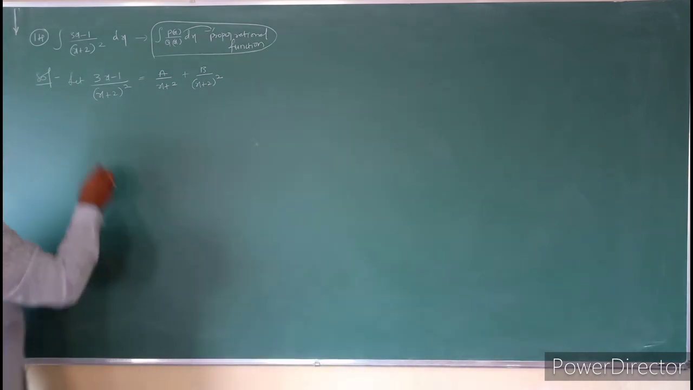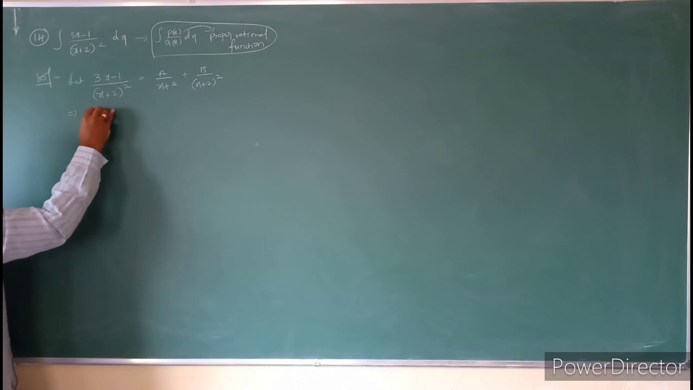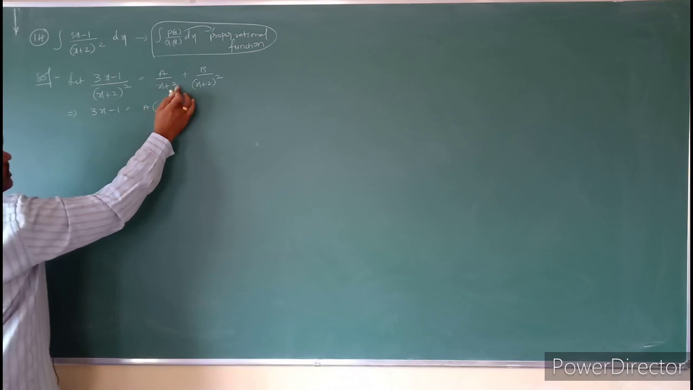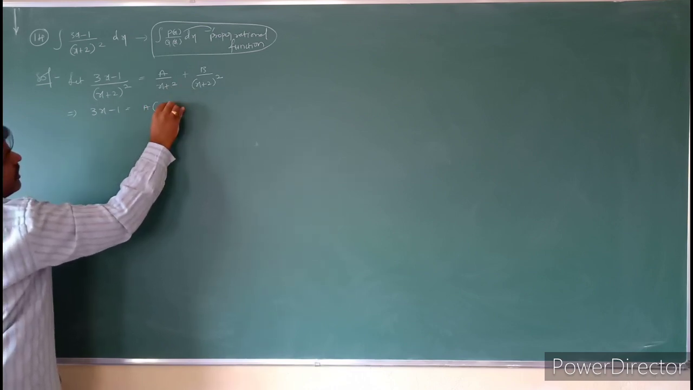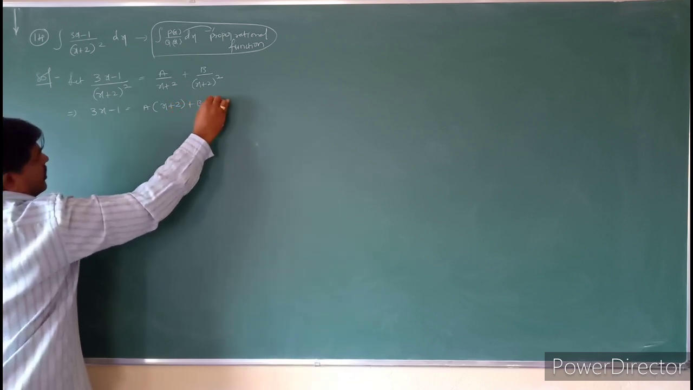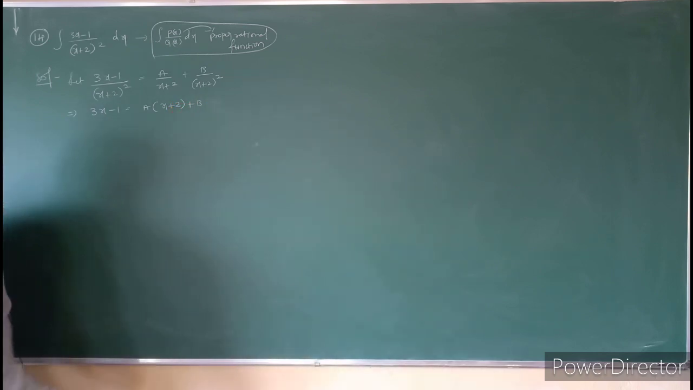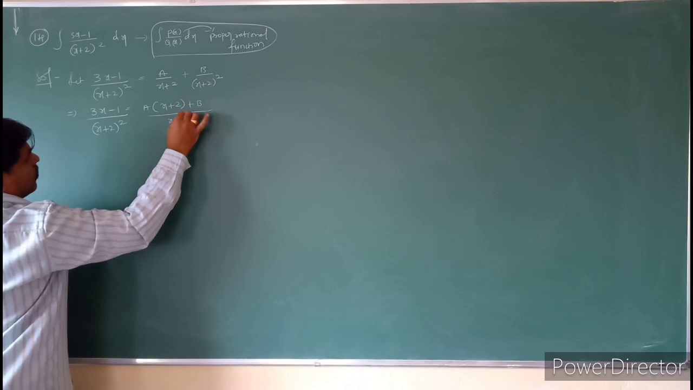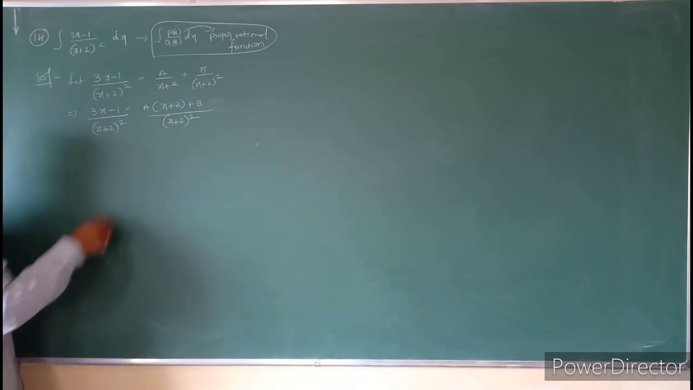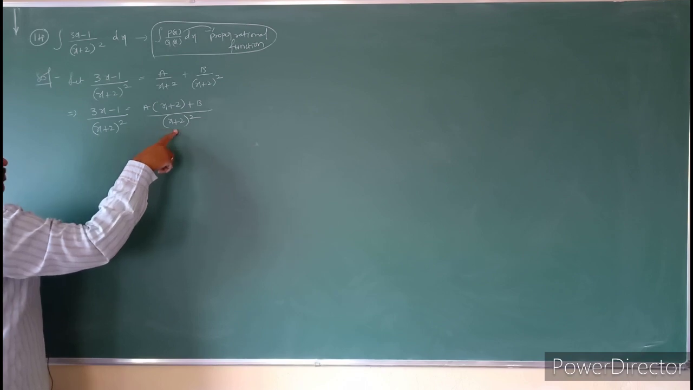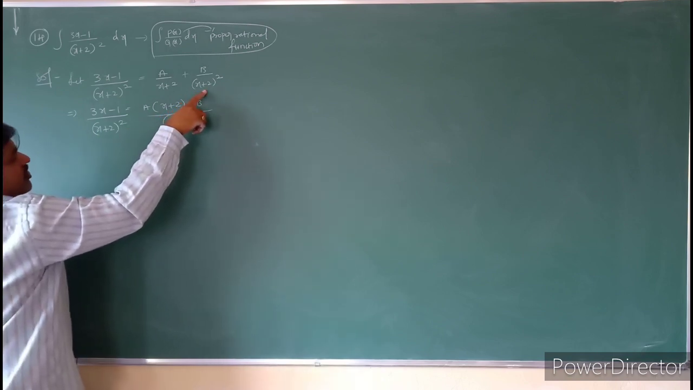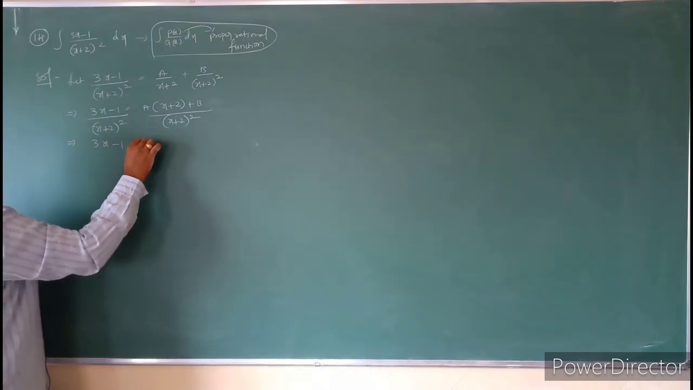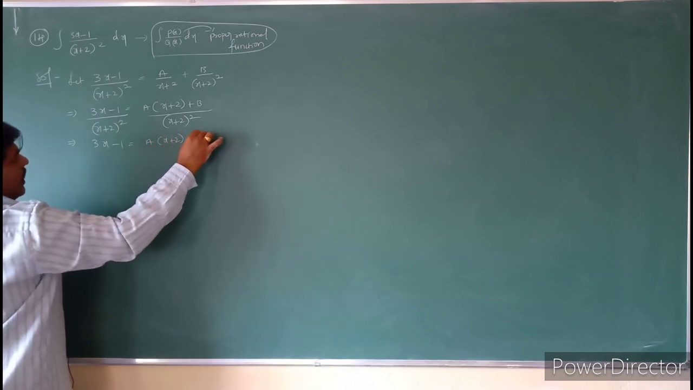I understand that. So take the LCM: 3x minus 1 is equal to a into, all the denominator is x plus 2. We are taking the LCM as x plus 2 whole square, so you will get a into x plus 2 plus b, by x plus 2 whole square. Since x plus 2 whole square is already taken, just multiply a with x plus 2, and the denominator is x plus 2 whole square, so there is no need to write that. So what do we get, students? 3x minus 1 is equal to a into x plus 2 plus b.